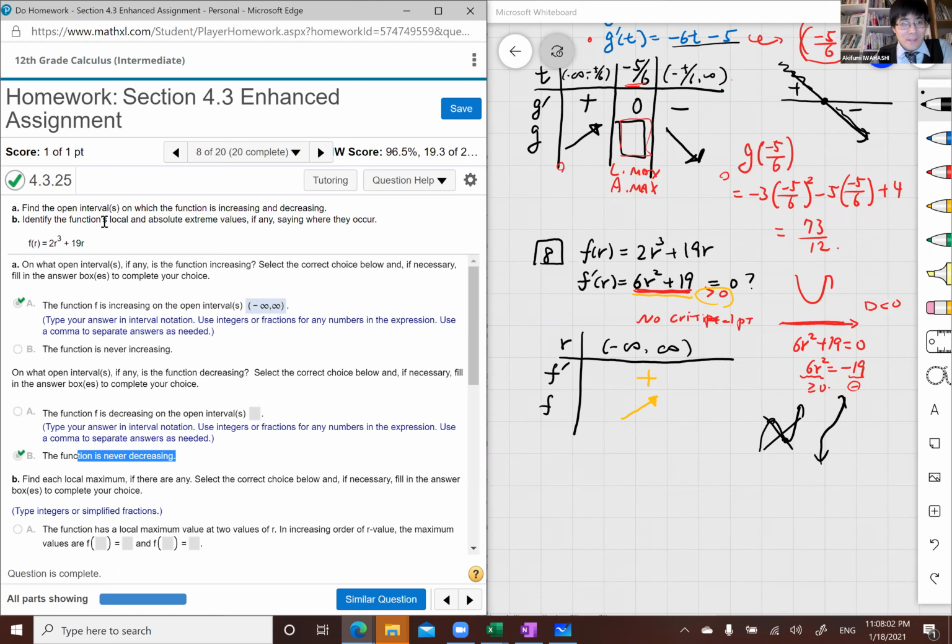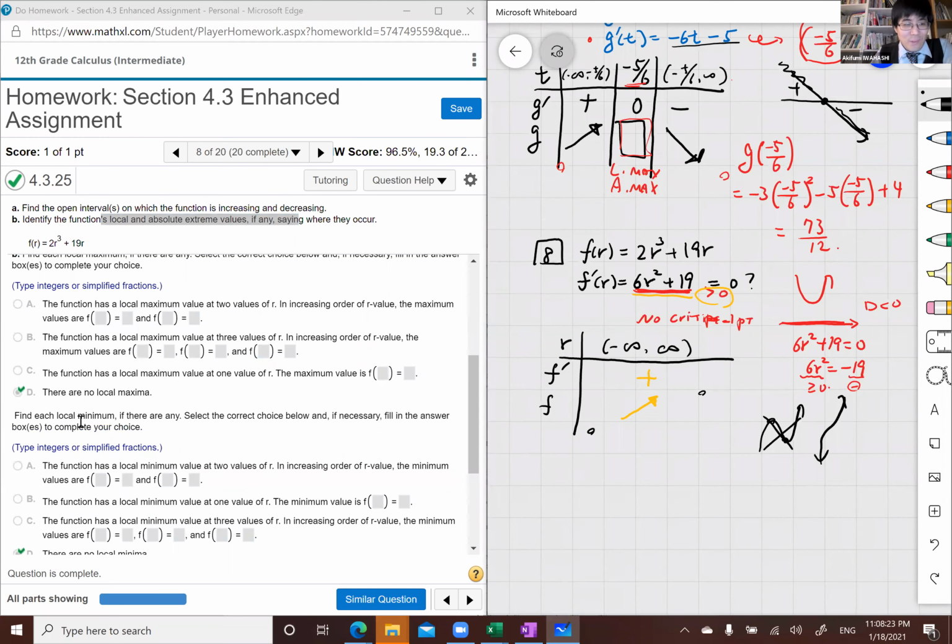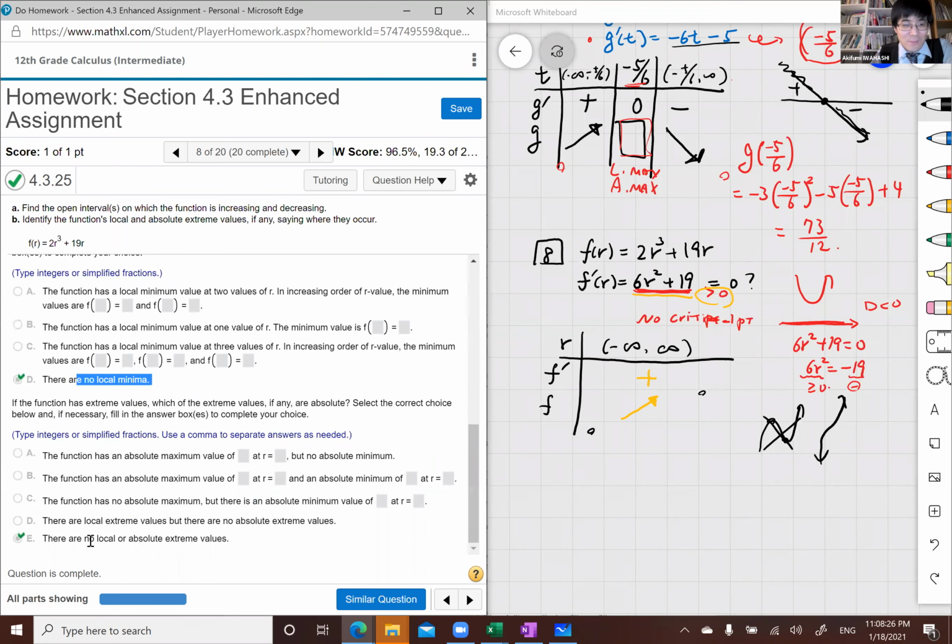Now let's look at the local maximum and local minimum. The answer is there does not exist any local maximum or local minimum. There's no absolute maximum, no absolute minimum, because you don't have an endpoint here or here. So it keeps increasing forever, and it keeps decreasing forever to the left and right. So it doesn't have anything. No local maxima, no local minima, no absolute maximums, no absolute minimums. Okay.